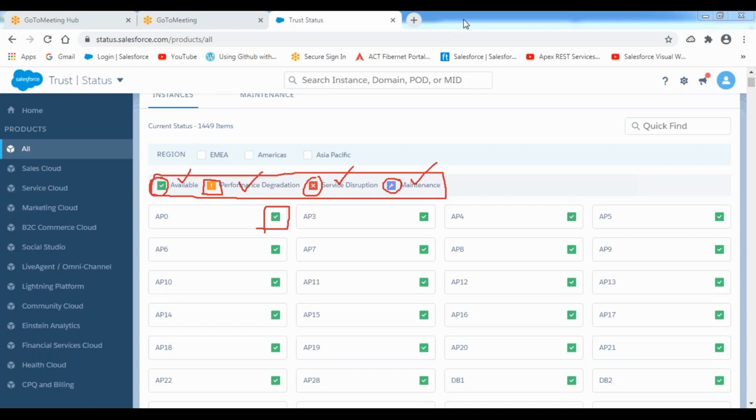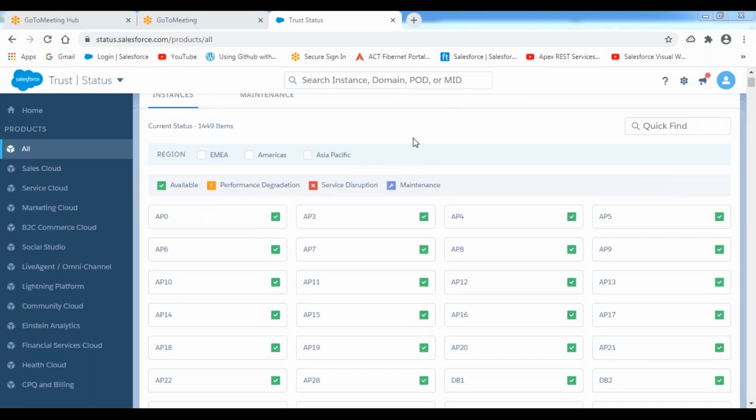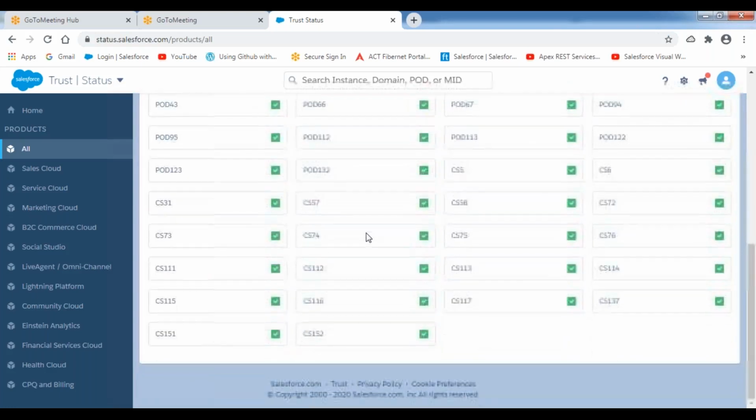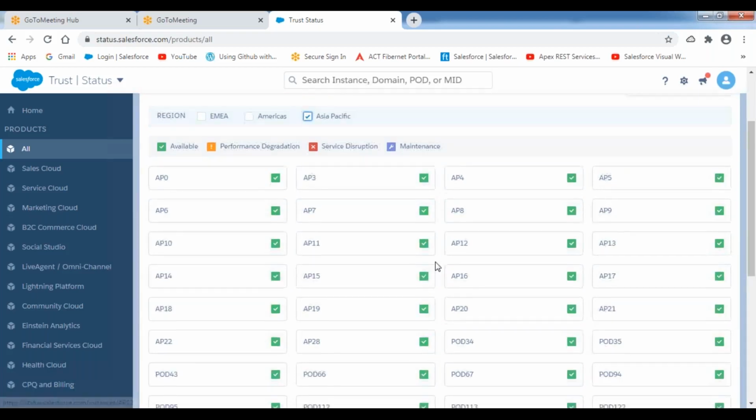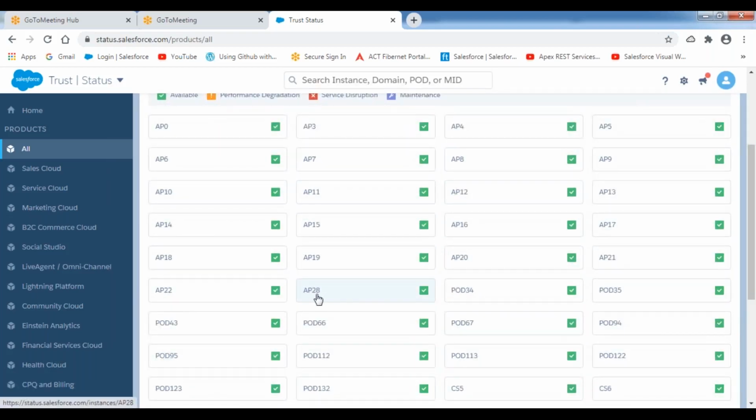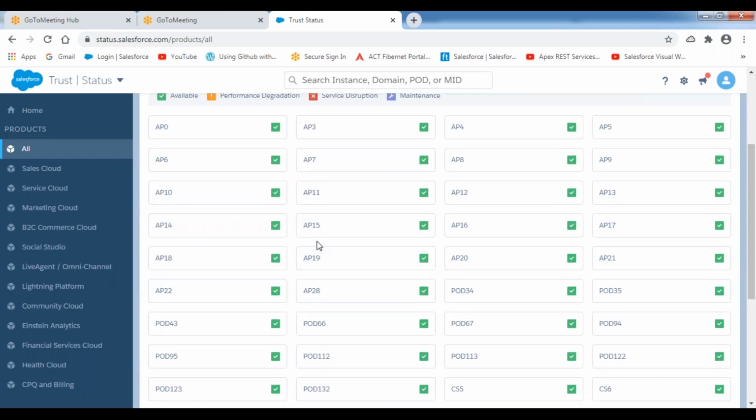Now, let's see that server's information. Suppose, for example, my data is available here. If you want to see only the Asia Pacific region servers, simply select these checkboxes here. Select that checkbox. Only the Asia Pacific region related servers will be visible. It has AP0, AP3, AP4, 5, 6, 7, 8, like that up to AP28. So these are the various Asia Pacific region related servers available over here.